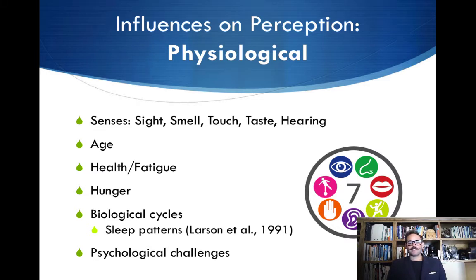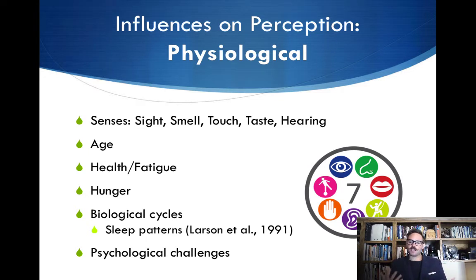We could see biological cycles as an influential factor in the perception process, specifically sleep patterns. Research has found that over 75% of individuals on college campuses across the US are sleep deprived. That means the majority of us are not getting 8 hours of sleep. That's probably you. I know it's for sure me. And so when we're sleep deprived, again, that really affects our ability to perceive things accurately.